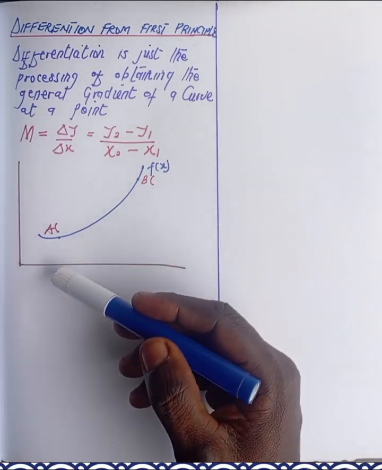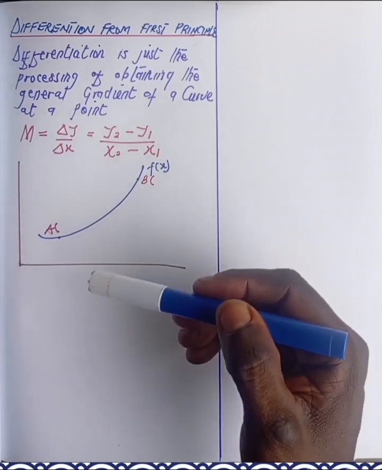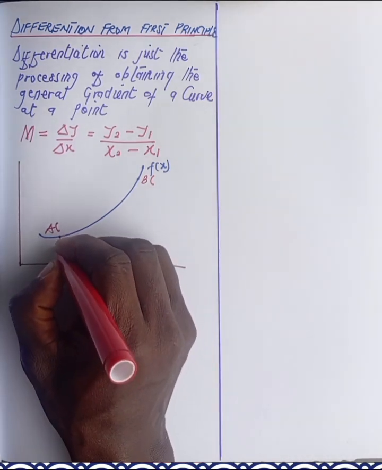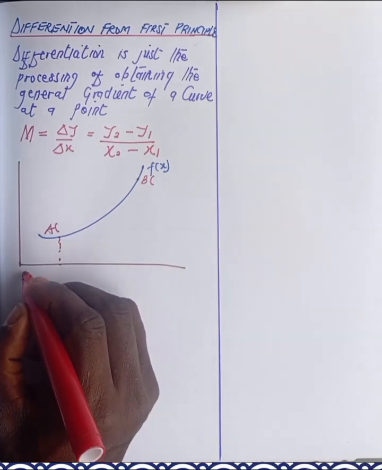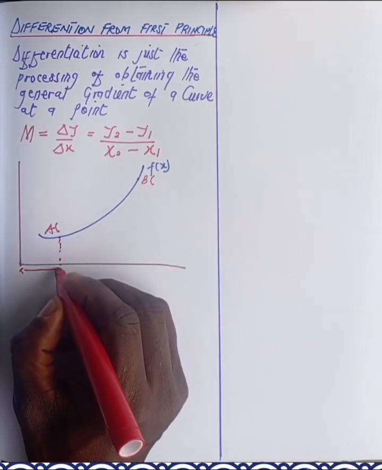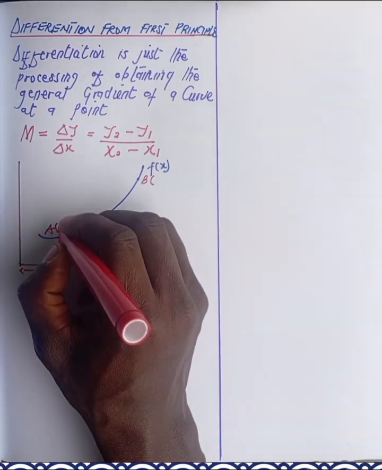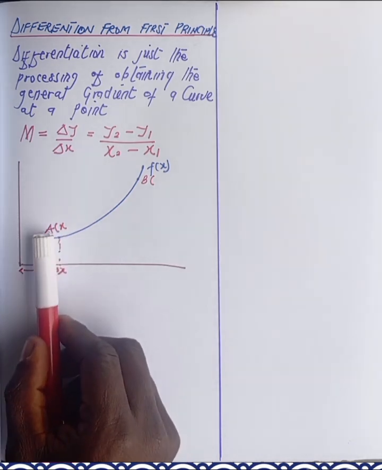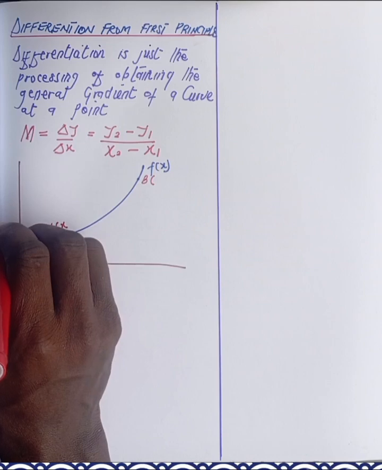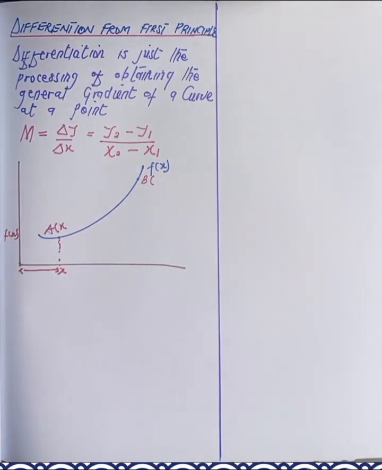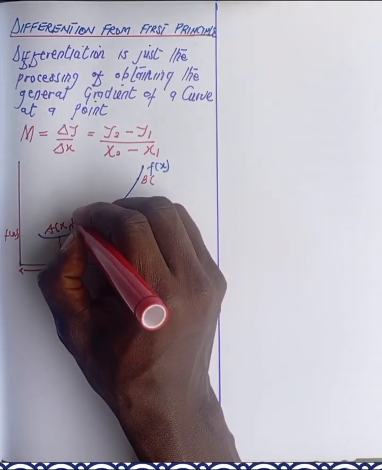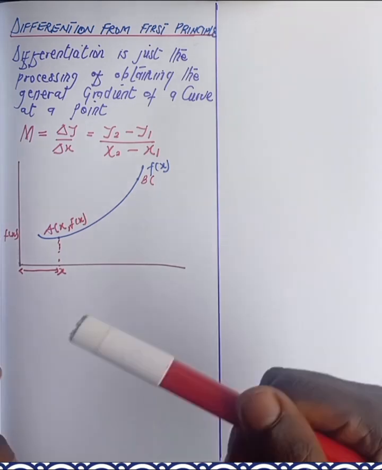Now we know that the coordinate for point A is going to be in the form of x and then y. So the coordinate for x, tracing it to the x-axis, from this very junction is going to be our x. Now the corresponding y coordinate is going to be in the form of f of x, and we know that f of x is equal to y. So we are going to have the y coordinate to be f of x.